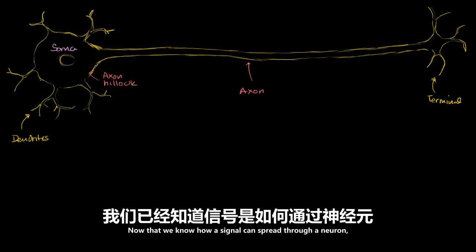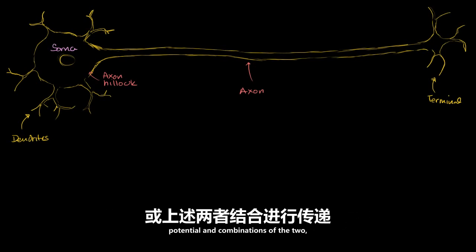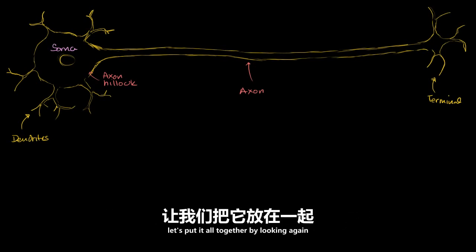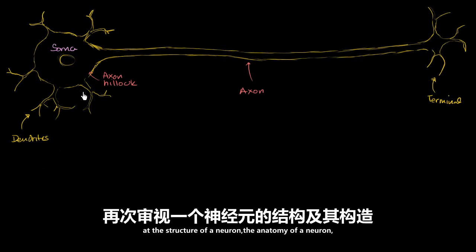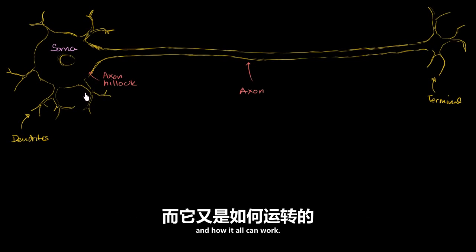Now that we know how a signal can spread through a neuron through an electrotonic potential and action potentials and combinations of the two, let's put it all together by looking again at the structure of a neuron, the anatomy of a neuron, and thinking about why it has that anatomy and how it all can work.